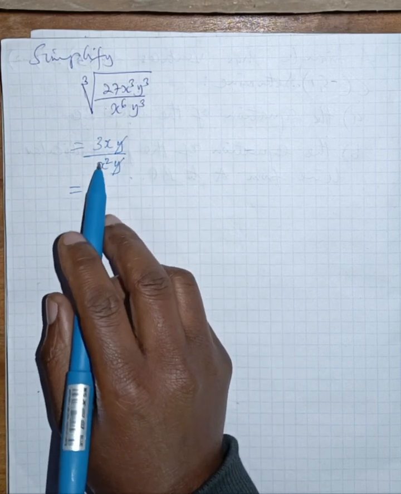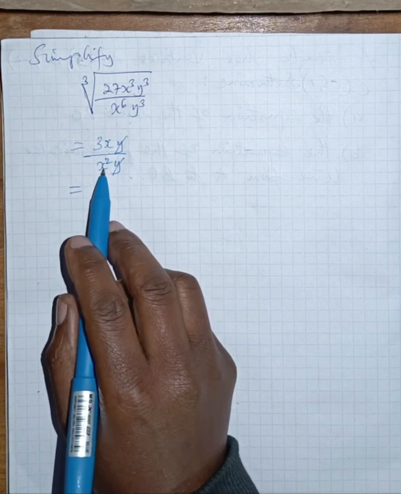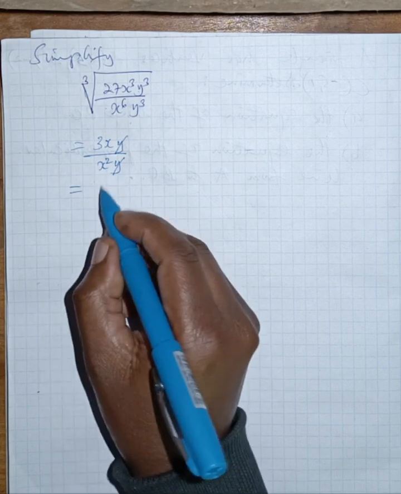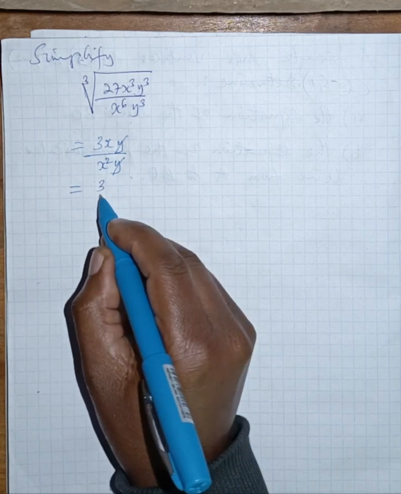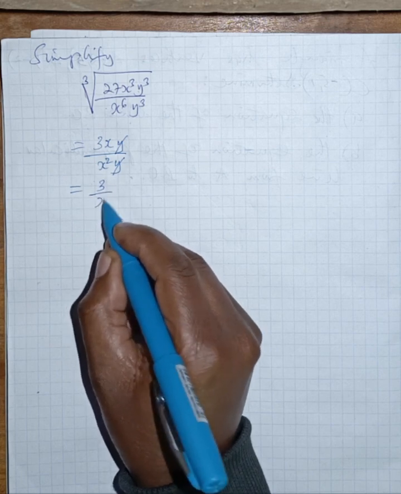So here I get this x, we will get 1x out here. So I'll be left with 1x alone here. So the answer will be 3 over x.